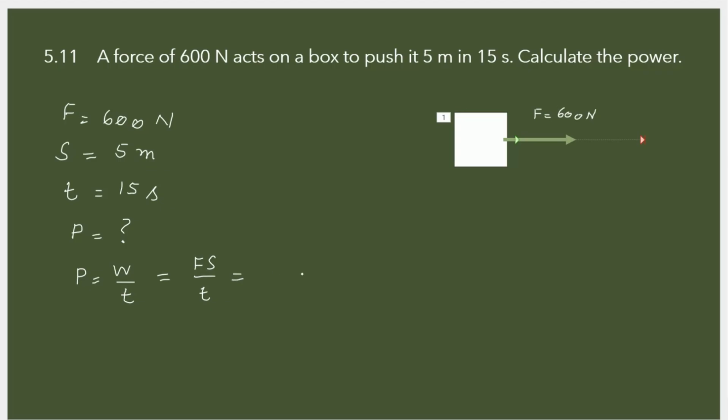Now putting the values of F, S and T, force is 600 and the distance is 5 meter and the time is 15 seconds. Simplifying them, 5 threes are 15 and 3 twos are 6. So the final answer will be 200 and the units for work are joule and the units for time are seconds. Joule per second is called watt. So the power will be 200 watt.